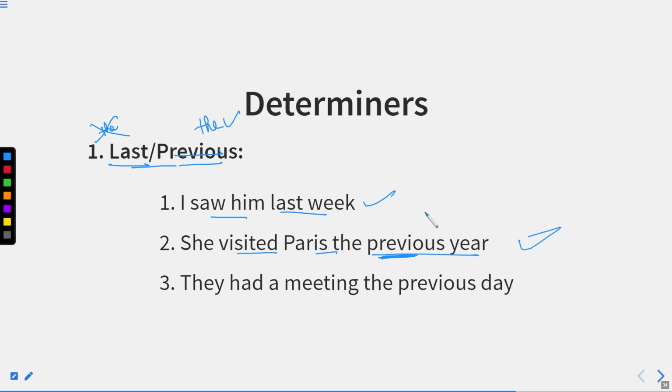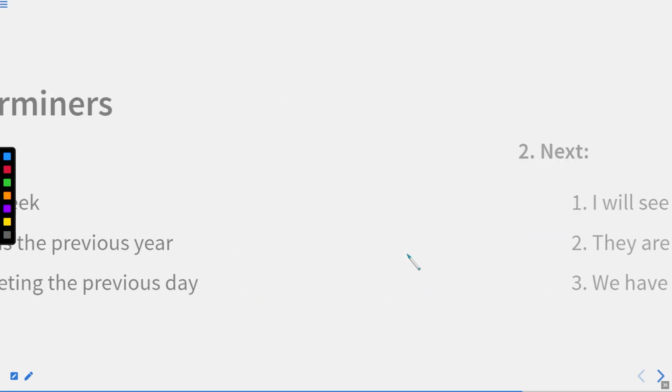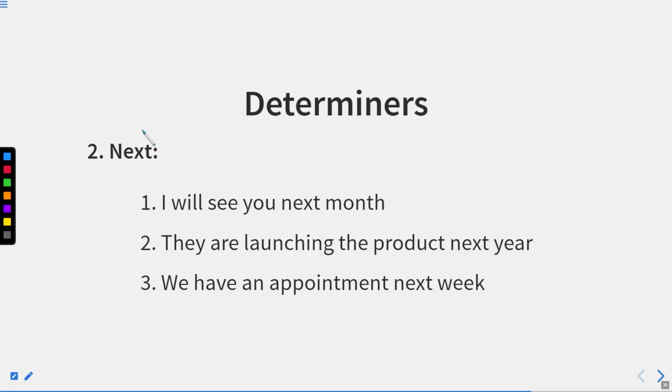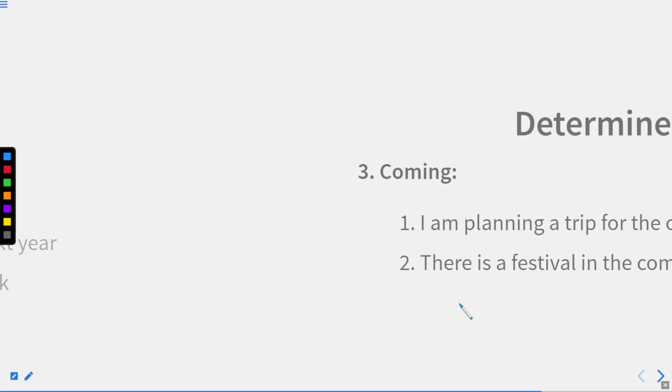Before previous, we can use the. They had a meeting the previous day. That is also correct. For next, we cannot use the before it. For example, I will see you next month. That is correct. I cannot say I'll see you the next month. That will be incorrect. They are launching the product next year. Correct. We have an appointment next year or next week. We cannot use the before these words.